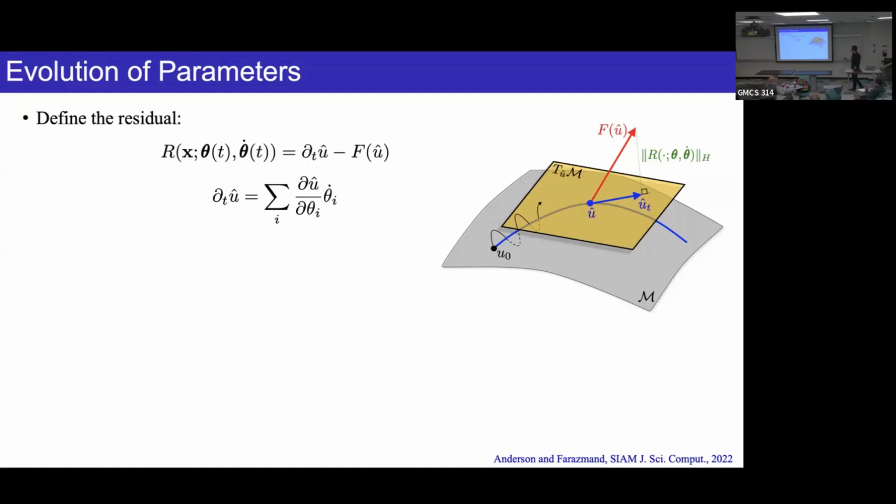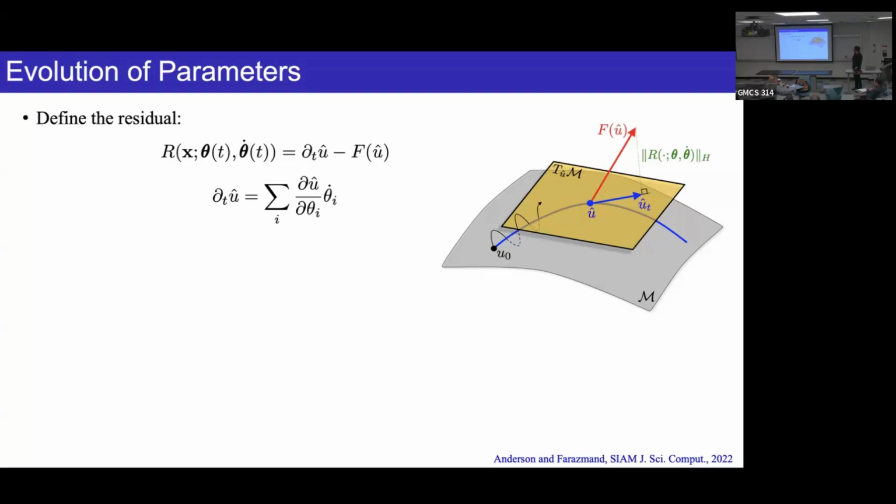It's an approximate solution. So what I will do, I'm going to look at the residual, which is the discrepancy between the left and right-hand side of the PDE. This depends on X because the approximate solution does depend on X, but also depends on theta, and also theta dot. And the theta dot part comes from the fact that the time derivative of the approximate solution, if you apply chain rule, will depend on the rate of change of the parameters.